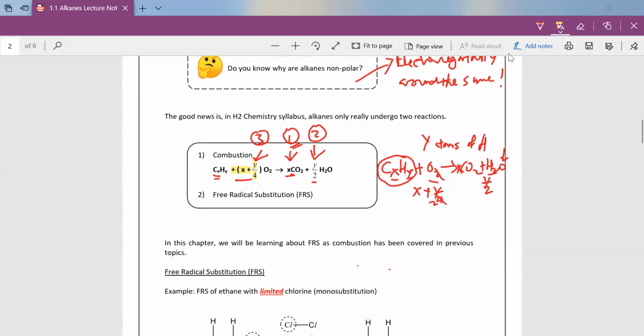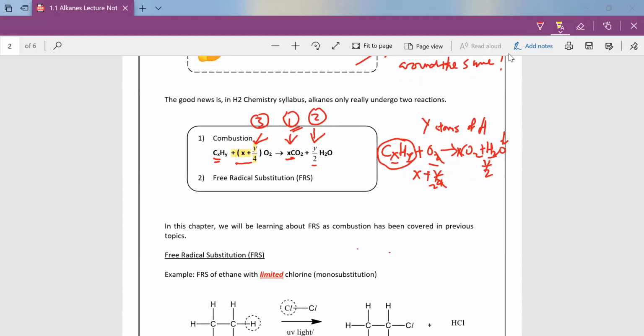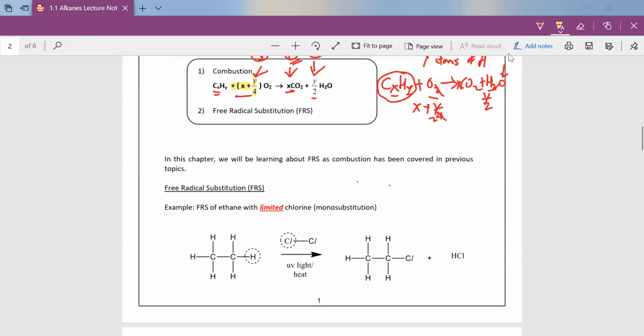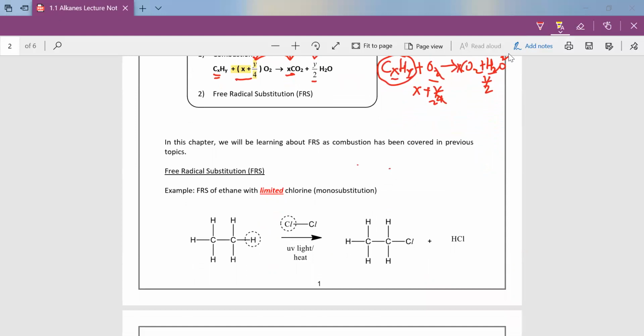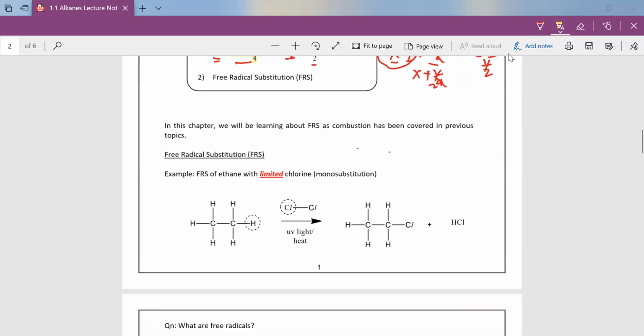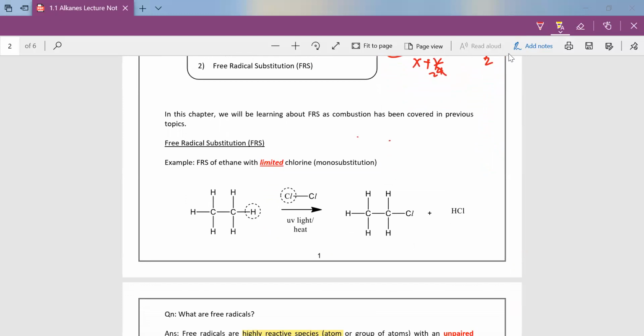With that, we will move on to our free radical substitution. Free radical substitution is the only organic reaction that you learn for alkanes, other than combustion. Let's look at the first example. With free radical substitution, short for FRS, basically you put the alkane together with your halogen of your choice, limited because we only want mono substitution. If you put in excess, you basically get a poly substitution, multi substitution.